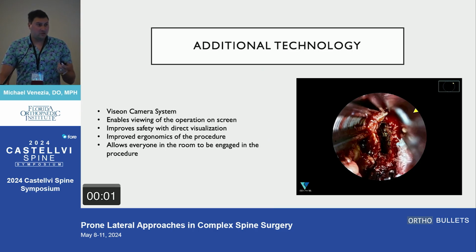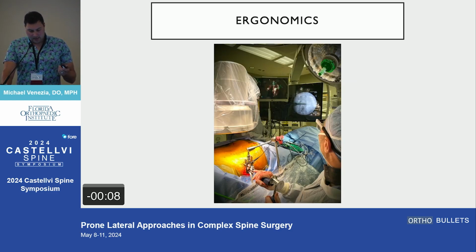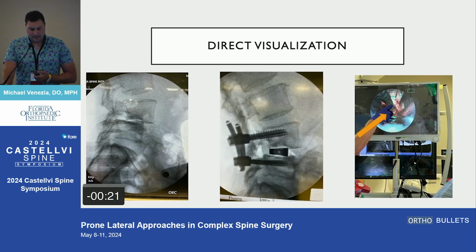I also utilized some additional technology, I think, that makes this safer. I utilize a Vision camera system, especially at the L4-5 level. This allows for direct visualization of the nerve roots. And ergonomically, I'm 6'4". I do sit down for these, but you can only raise the table so high, so I'm able to look up at almost like an endoscopic screen while I'm performing this surgery. And it involves everyone in the room, I think, which is quite nice.